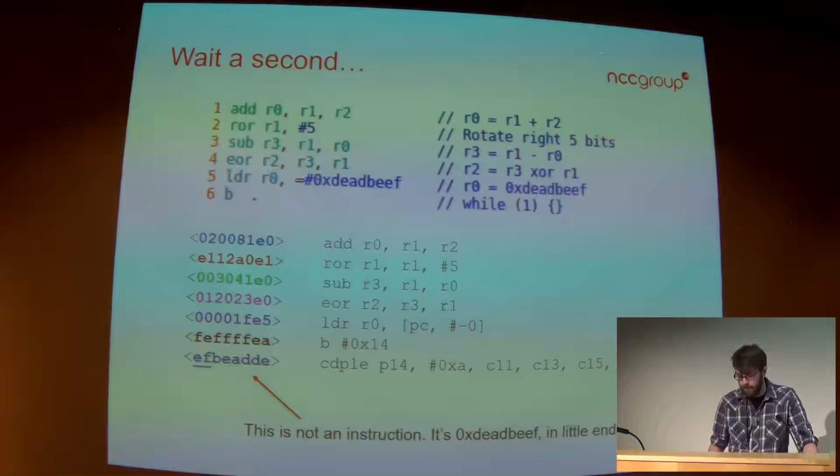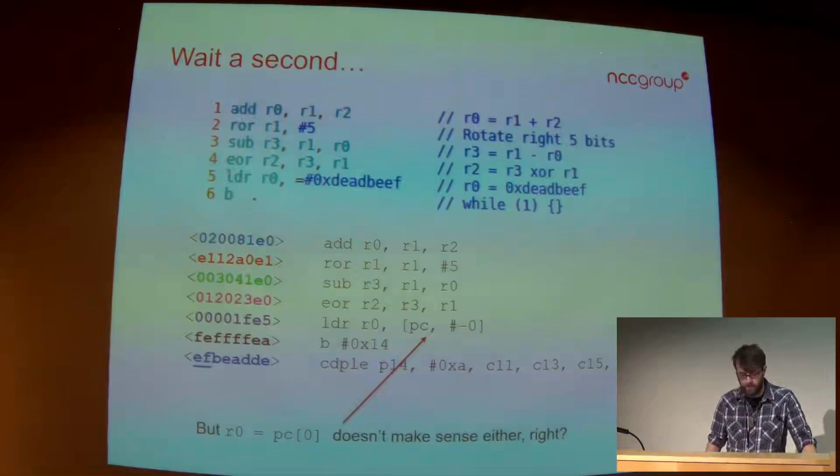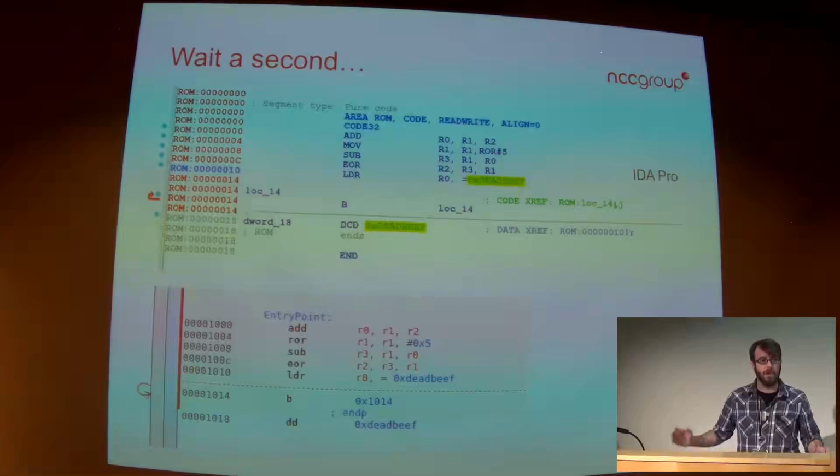Capstone told us that although we wrote that thing above, it's saying R0 equals PC, but with a 0 offset. That doesn't make sense either, because that's our current instruction. So what is that about? Usually in this sort of situation, I'll go open IDA Pro and see what IDA has to say, because the guys that wrote IDA are brilliant.